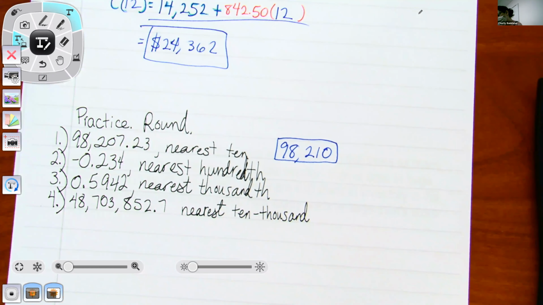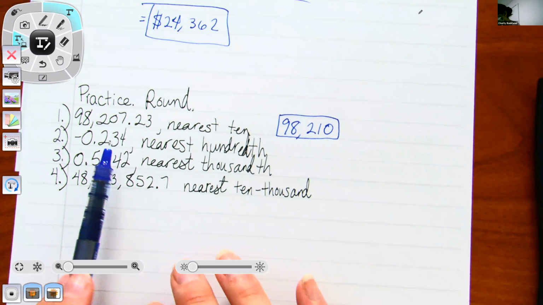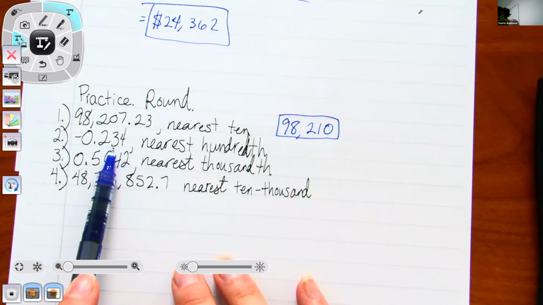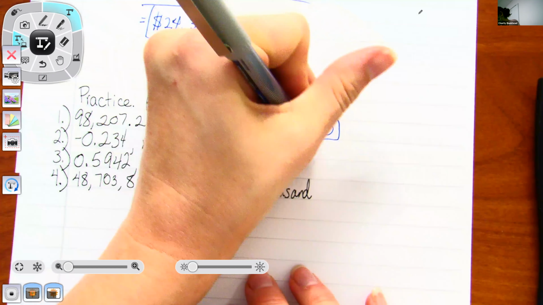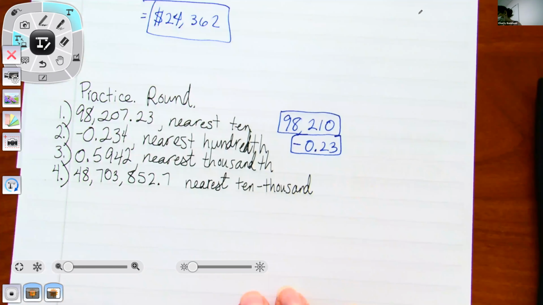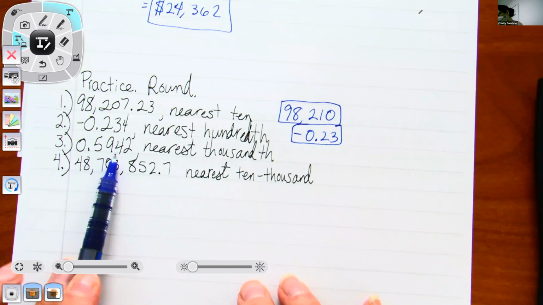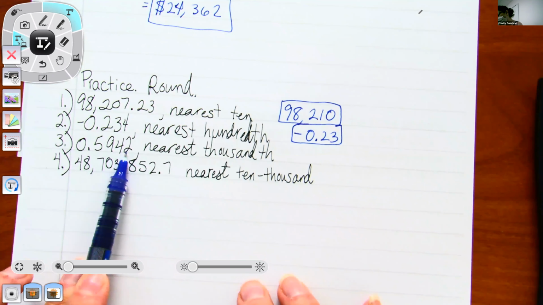And then to the nearest hundredth, so you have a 3 there followed by a 4, so that 3 is going to stay the same. So it's going to be negative 0.23. And then to the nearest thousandth, we got tenths, hundredths, thousandths. So there's a 4 followed by a 2. So that'll just be 0.594.